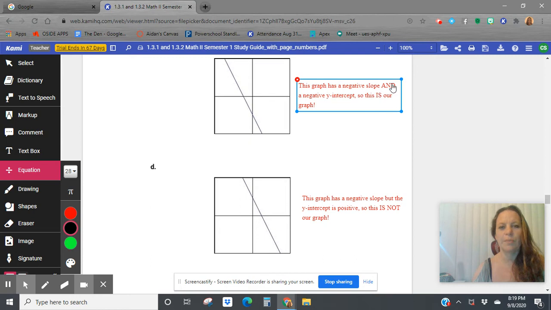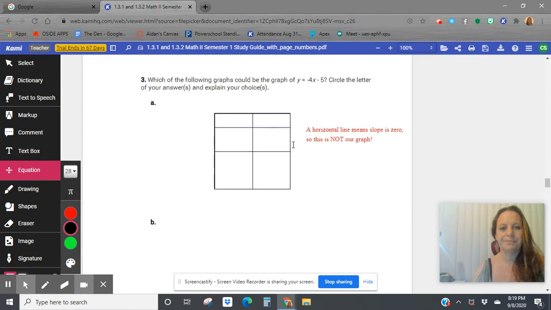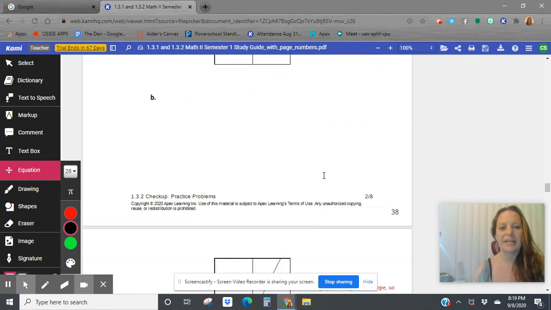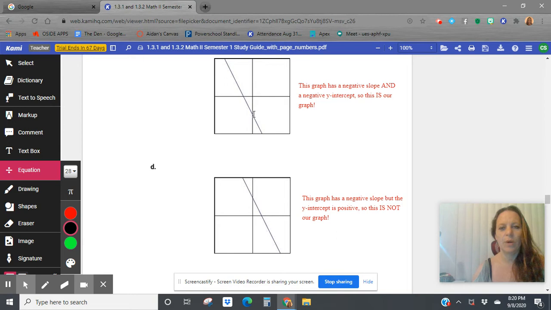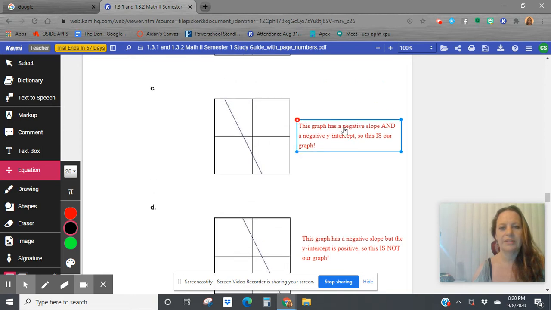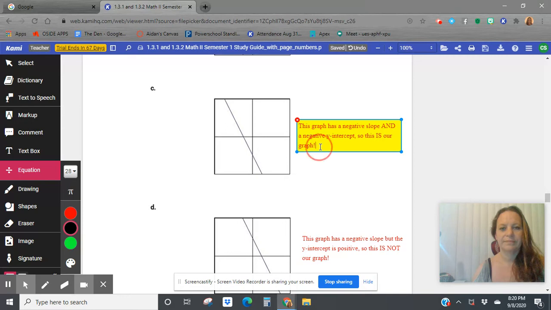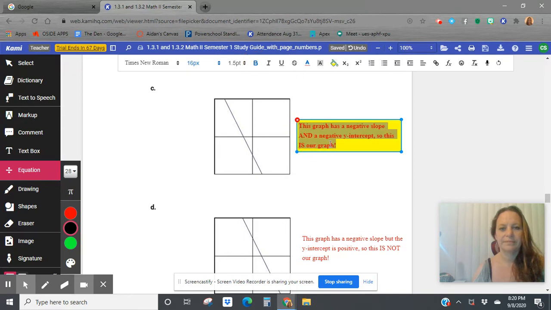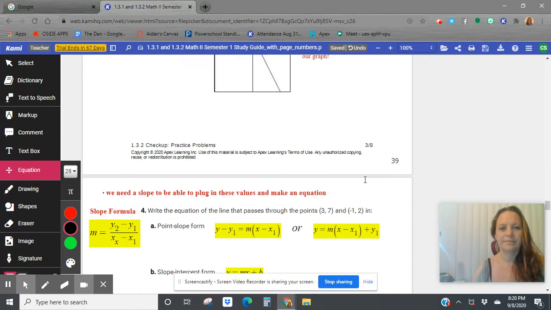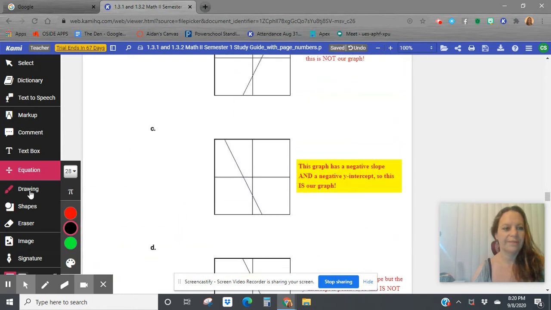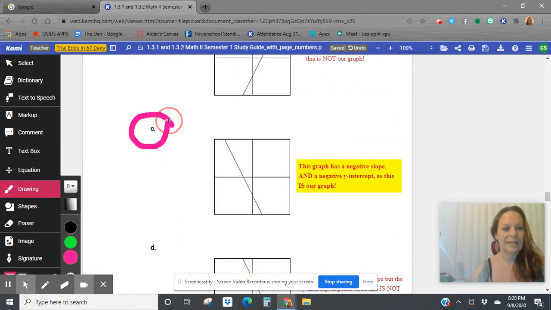This graph has a negative slope and a negative y-intercept. And this graph has a negative slope and a positive y-intercept. So this one is not our graph. This one is our graph, because our equation was y equals negative 4x minus 5. So it has to have that negative y-intercept as well. So this is our graph. And if you want, you can just circle the letter C.